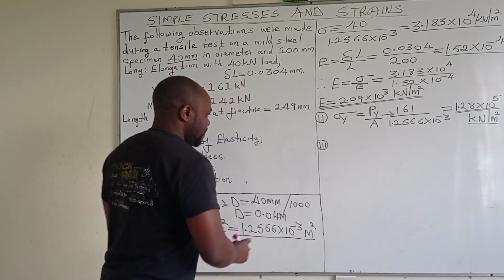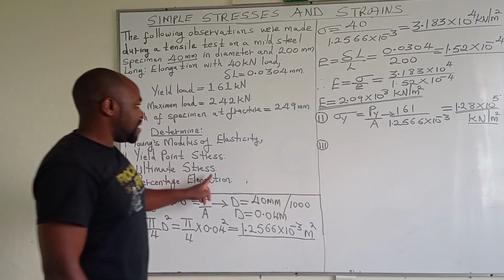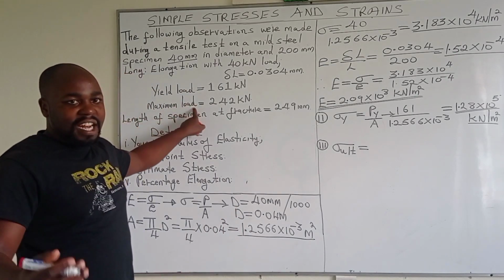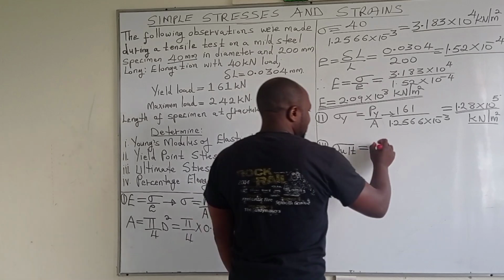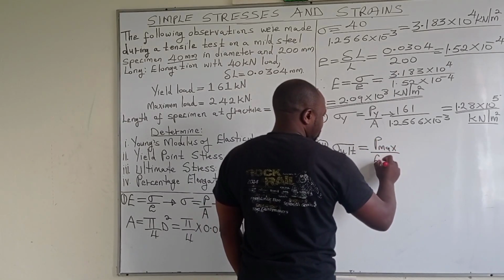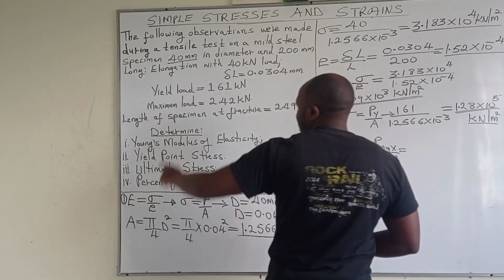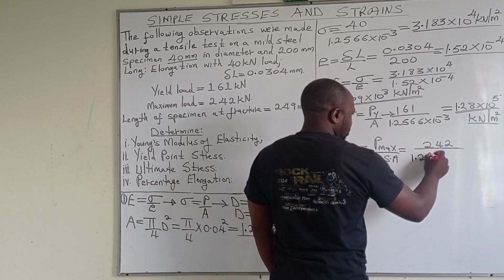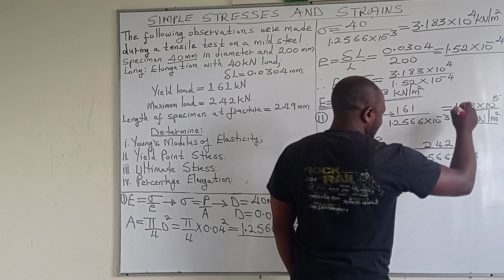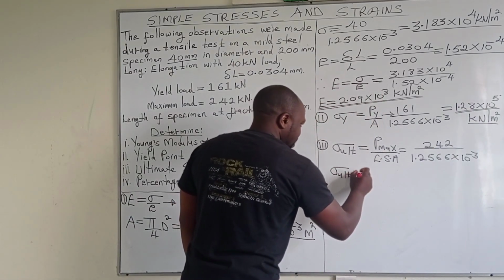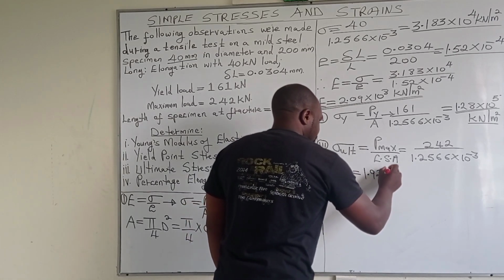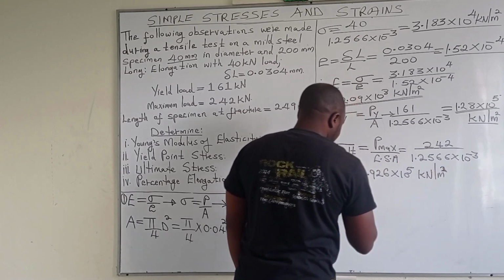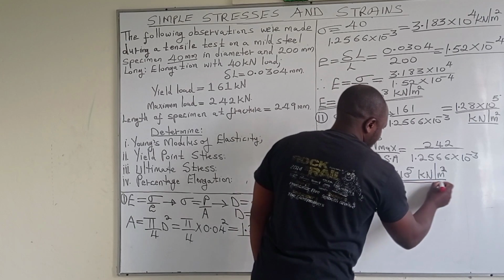Part 3 of the question is asking about the ultimate stress. The ultimate stress will be given by the maximum load, since ultimate is the same as maximum, divided by the cross-sectional area of the specimen. The maximum load is given as 242 kilonewtons. Therefore, 242 divided by the cross-sectional area of the specimen, 1.2566 times 10 raised to the power of -3. And that is going to give us an ultimate stress of 1.926 times 10 raised to the power of 5 kilonewtons per square meter. So that is the ultimate stress for this specimen.